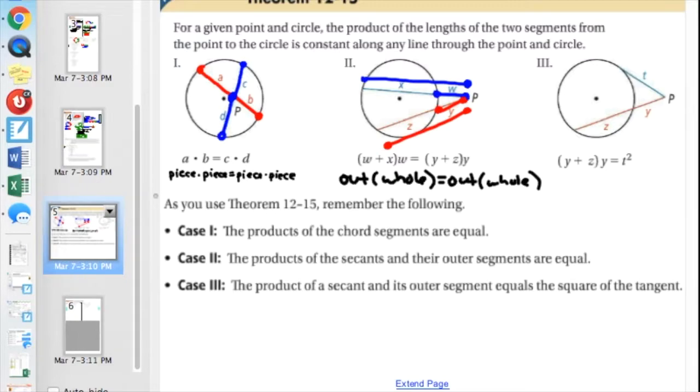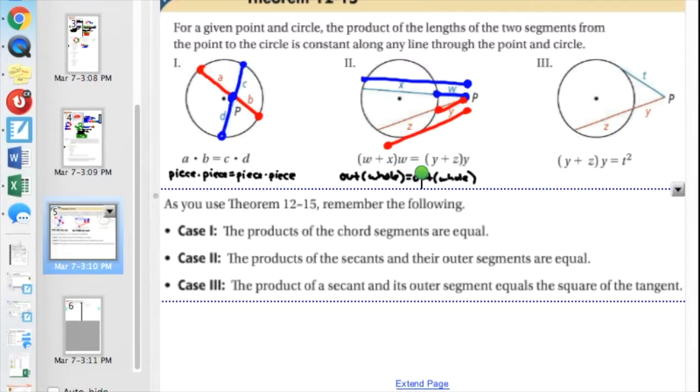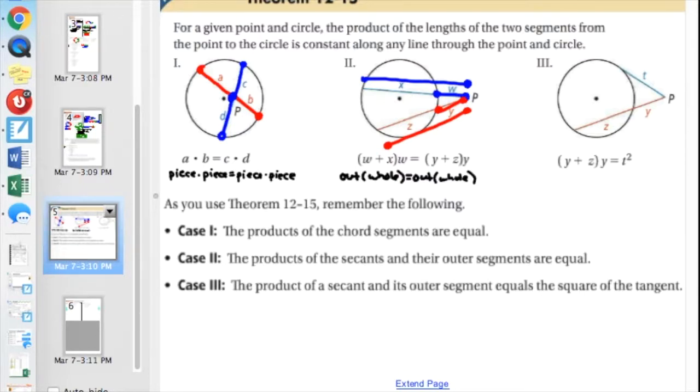That's the scenario that I'm thinking about when I have two segments that have a piece sitting out on the outside. Here's the final situation. In the final situation, I have a tangent and then a line that's on the outside and the inside of the circle. So here's how I look at this one. Tangent squared is equal to outside times whole. So let me write that one down. Tangent squared is equal to the outside times the whole.